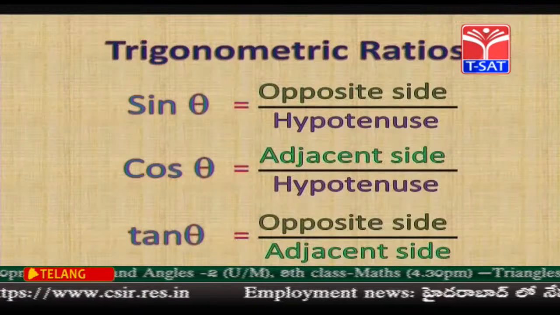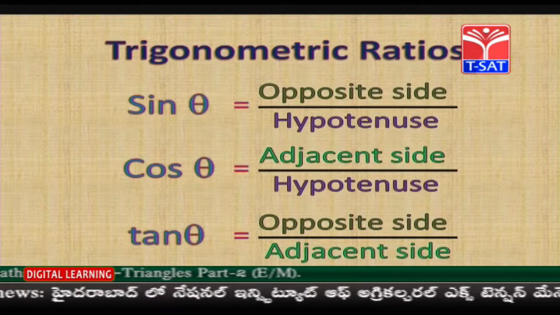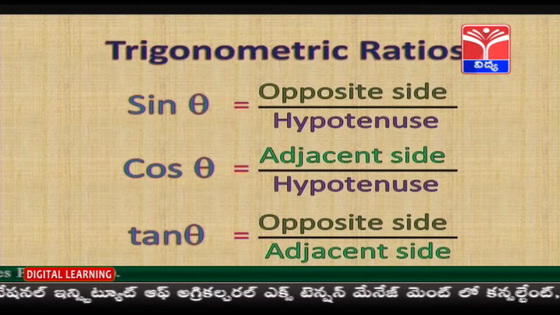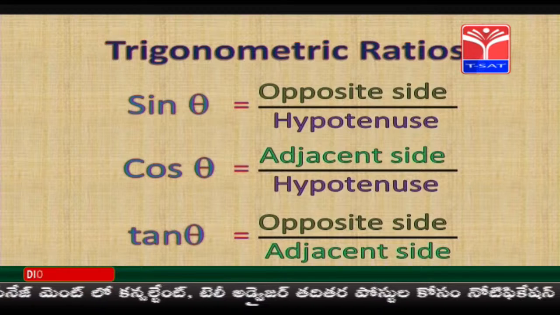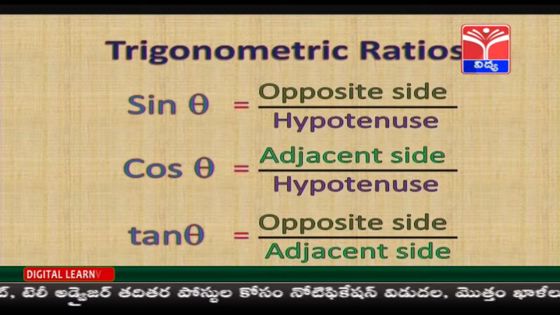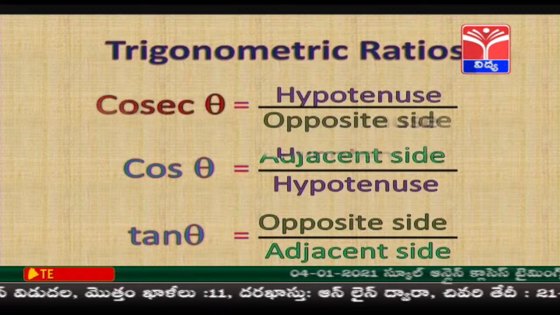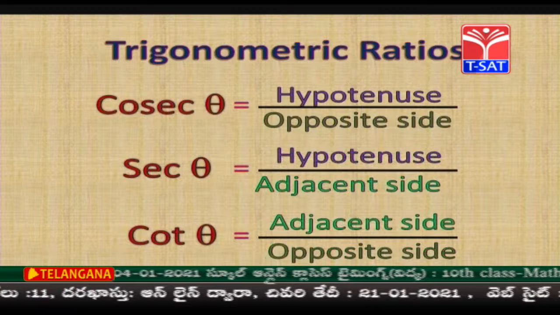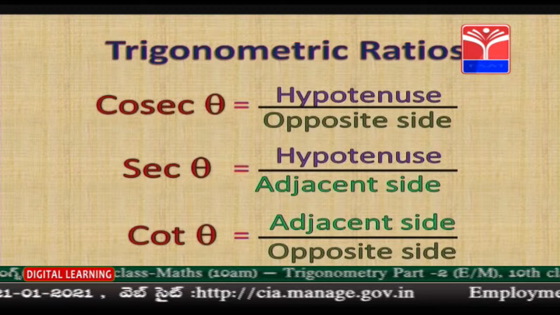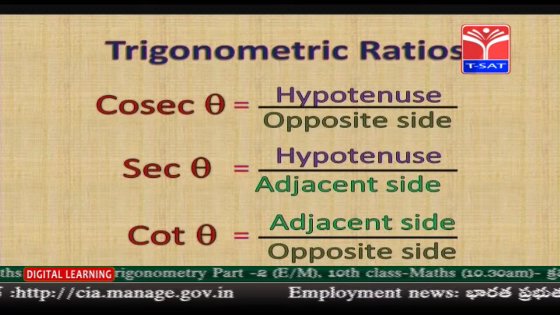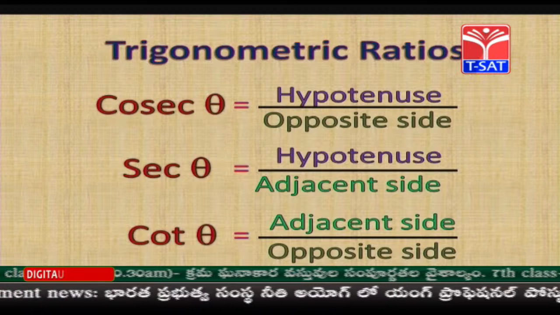Please see now. As all of us know that sin theta is equal to opposite side by hypotenuse, cos theta is equal to adjacent side by hypotenuse, tan theta is equal to opposite side by adjacent side. That means, these trigonometric ratios we have already learned, and we have some more trigonometric ratios like cosec theta is equal to hypotenuse by opposite side, sec theta is equal to hypotenuse by adjacent side, and cot theta is equal to adjacent side by opposite side.